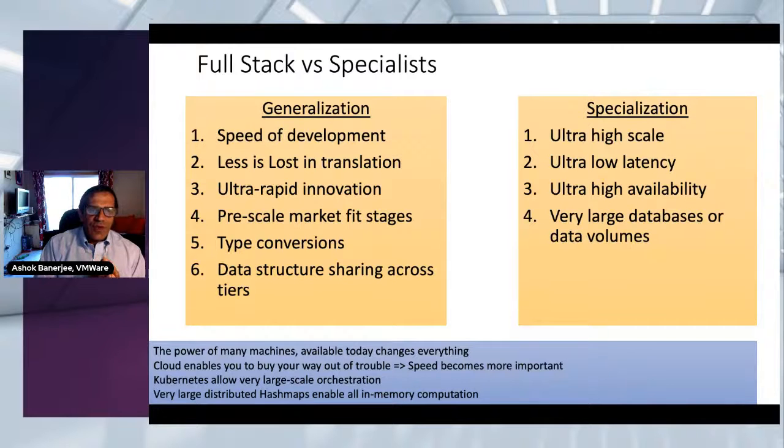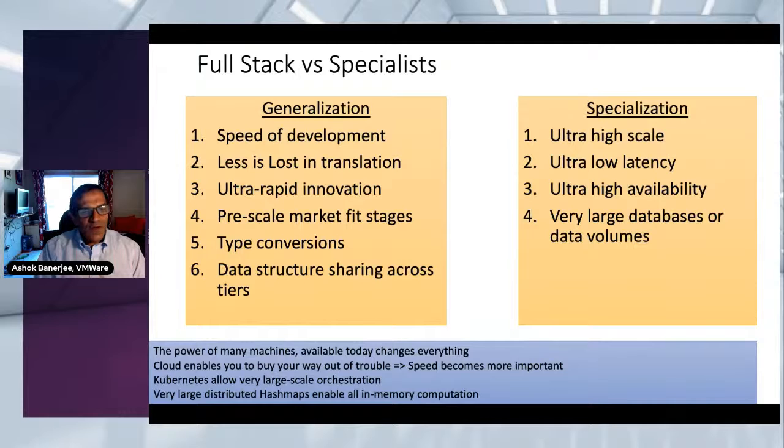Why are we seeing a trend where full stack is growing? This is my interpretation, of course. I think the key trend is the power of many machines. It has made available today the power of many machines. You don't have to wait for procurement. You don't have to wait for a long approval cycle. You can do cloud, many machines, Kubernetes allowing very large scale orchestration, distributed hash maps. You can do everything in memory.